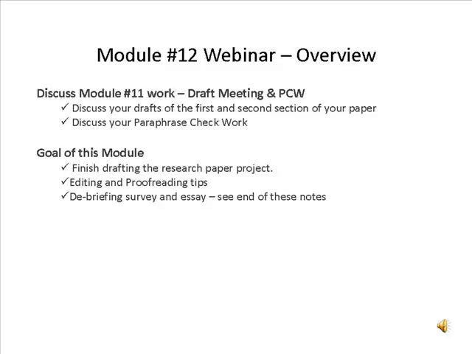So now what you need to do is finish drafting your research paper project. You've completed the first and second section of that paper, and now you have to complete the third section. Of course, you have to go back and take a look at that first and second section, take a look at the notes that I've given you, and correct them according to how I've asked you to correct them, and then try to get the final draft of the third section to look as good as the drafts of the first 2 sections.